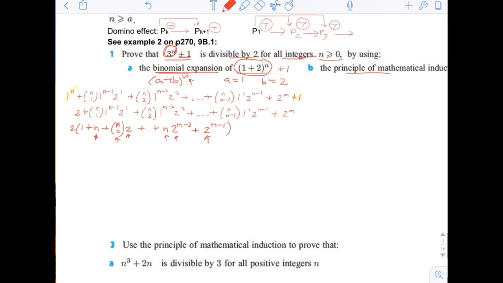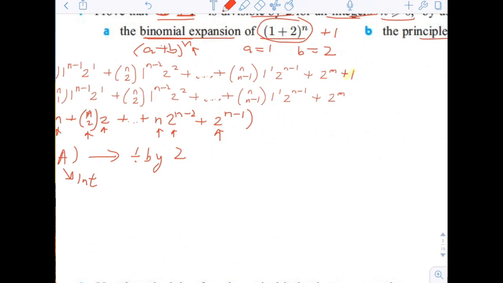So if you have 2 times an integer, let's say 2 times a, and a being an integer, then we know that this expression here is divisible by 2. And if it's divisible by 2, that means that 3 to the n plus 1 is divisible by 2. Okay, so we have arrived at the end of our proof.